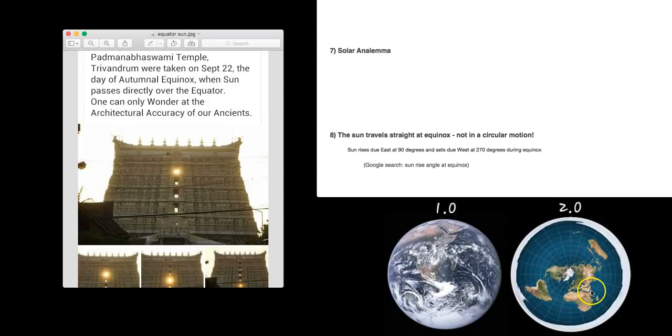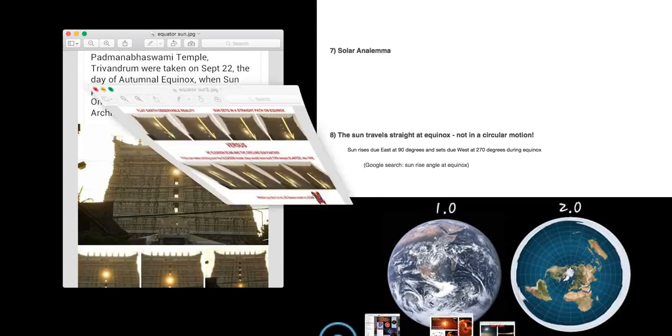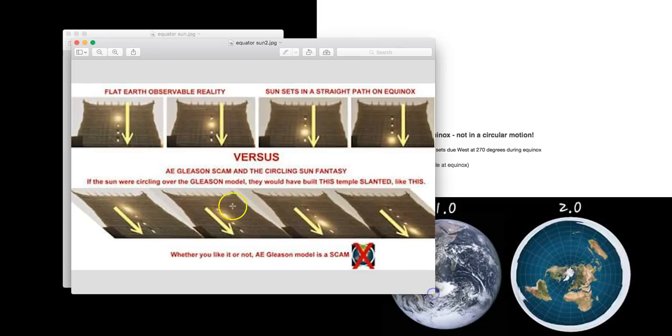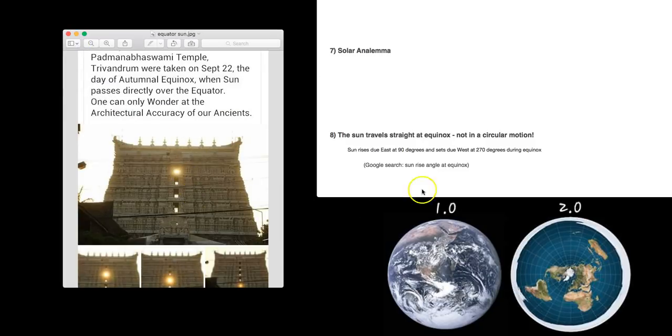And to state the obvious, if the sun is traveling in a circle, it would basically have to be coming at an angle, a circle. There's no way it could travel straight. So this temple right here is proof that this circle model is wrong. It's proof, because the sun never travels in a straight line on this circle model, and yet it travels in a straight line on the equinox here. So this temple itself is already proof. You don't need anything else, just use this temple. It's proof that the sun travels in a straight line at equinox, and that debunks the circle.